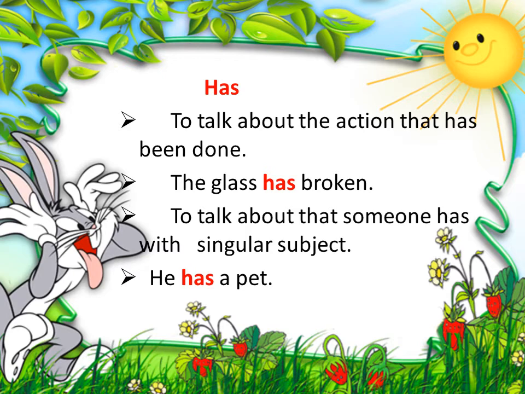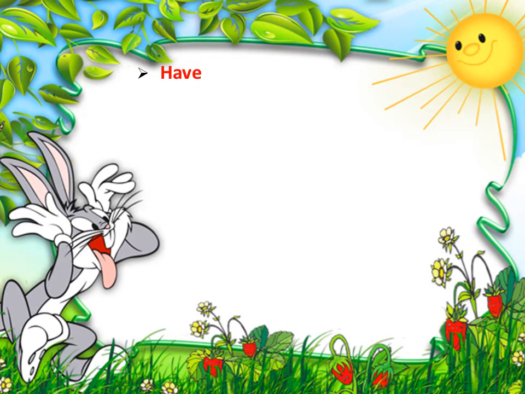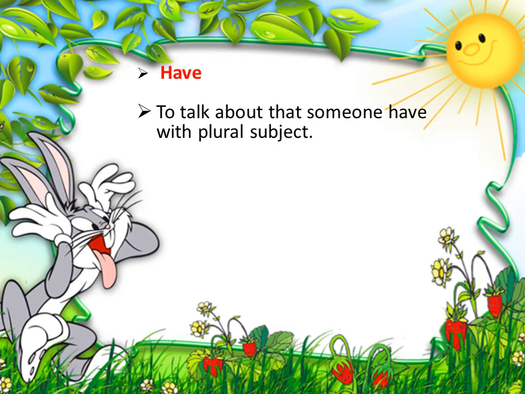हुई है उसको बताने के लिए भी हम has का यूज़ करते हैं। But a subject should be singular, and if a subject is not singular, it is plural, then we'll use have to talk about that someone have with plural subject. कोई भी plural subject है, उनके पास कुछ है, तो उसको बताने के लिए हम have use करते हैं. Like they have a pet. तो मैं यहाँ पर more than one subject की बात कर रही हूँ कि उनके पास एक pet है.